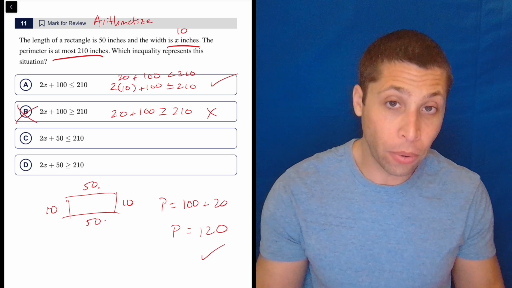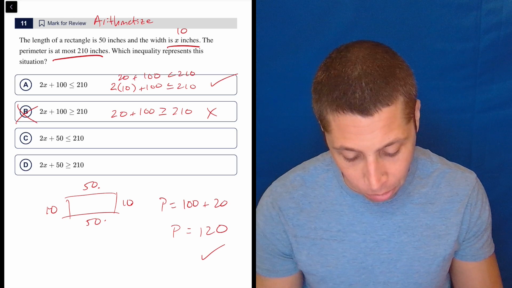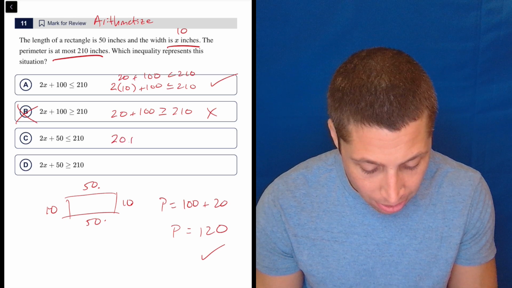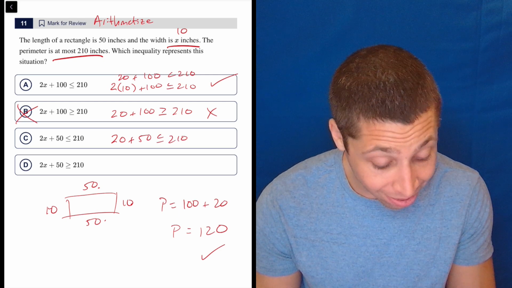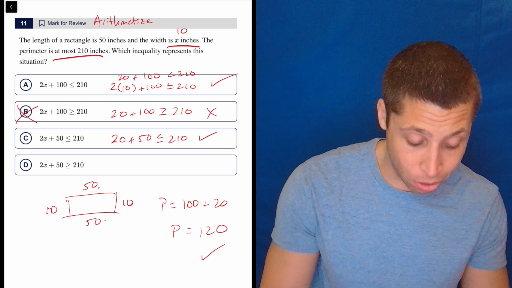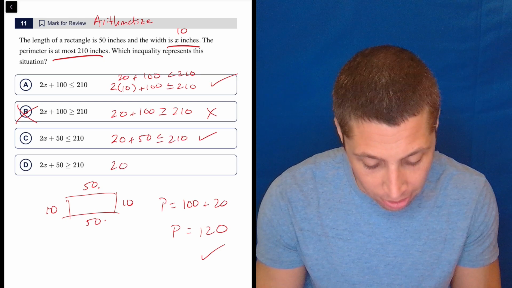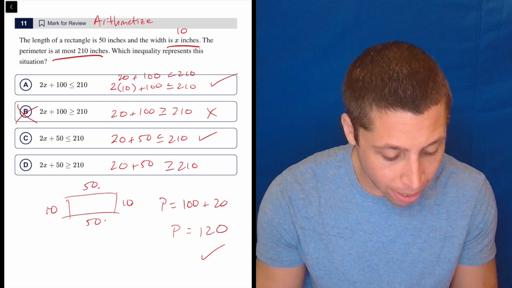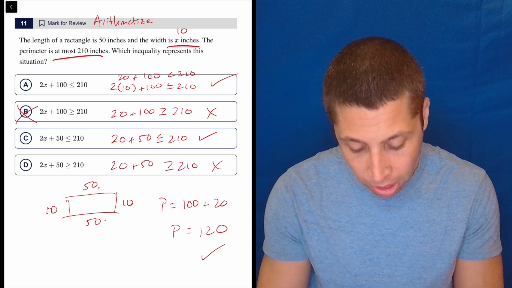So hopefully that helps, but we're going to get to a little bit of a problem here with C and D. This is going to be 20 plus 50 is less than 210. That's true, right? 70 is less than 210. And this is going to be 20 plus 50 is greater than 210. Nope, it's not. So there you go.